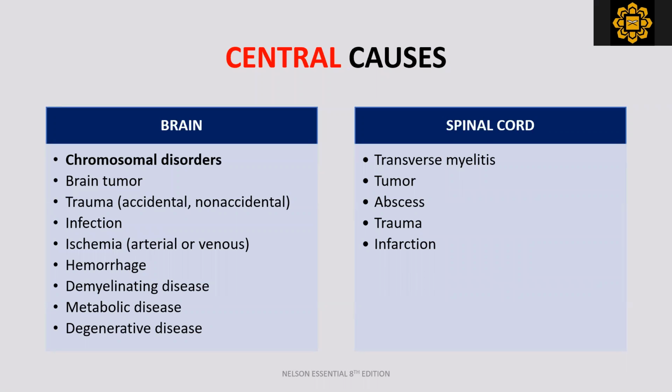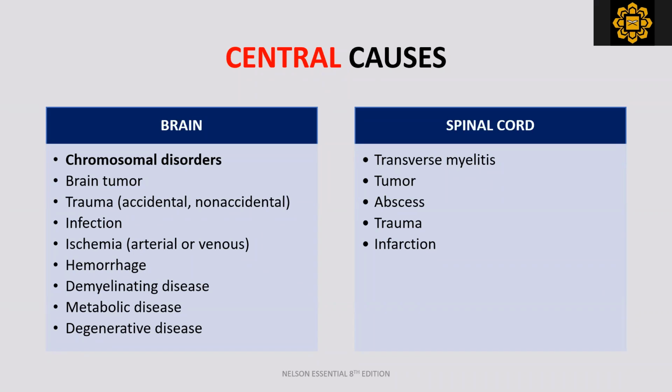For the central causes, definitely there are a lot of pathological causes that can lead to the presentation of hypotonia of floppy infant. Chromosomal disorder being the most prevalent, and later on brain tumor, trauma, infection, ischemia, hemorrhage, demyelinating disease, metabolic disease, degenerative disease, a lot of differentials that we can think of. And similarly with spinal cord, we can think of transverse myelitis, which Brother Haikal presented, tumor, abscess, trauma, infection.